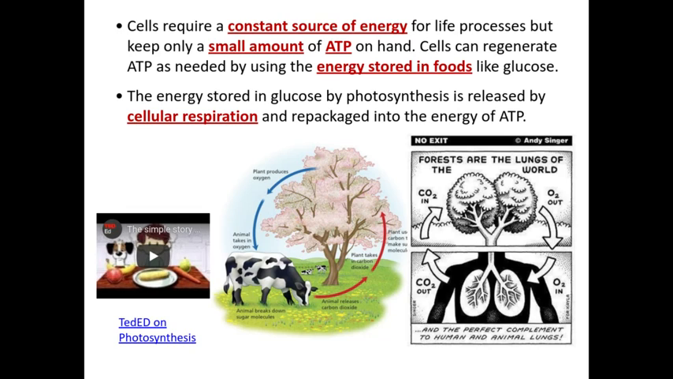Cells require a constant source of energy for life processes, but only keep a small amount of ATP. ATP is the fancy word for energy. Cells can regenerate ATP as needed by using the energy stored in foods like glucose or any energy storing molecule. The energy stored in glucose by photosynthesis is released by cellular respiration and repackaged into the energy of ATP.